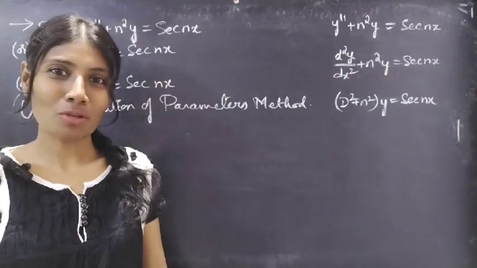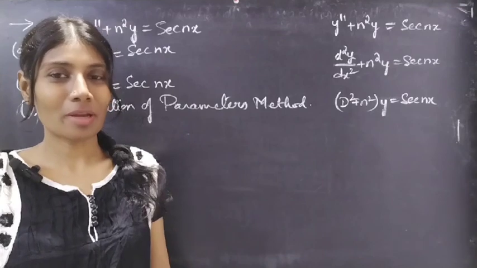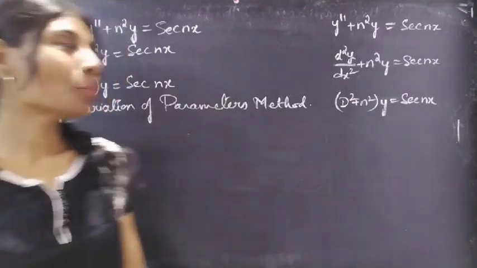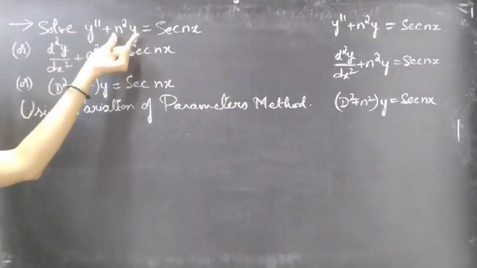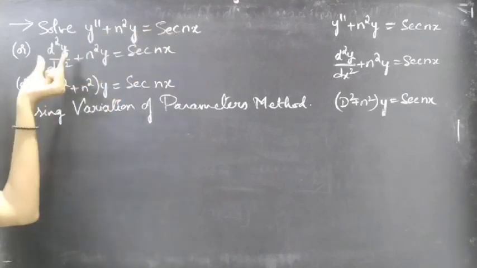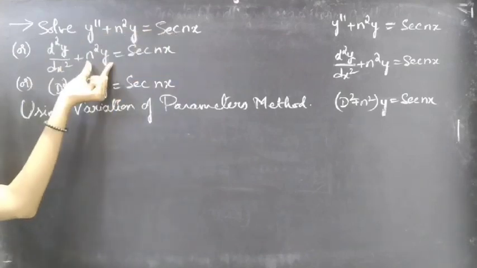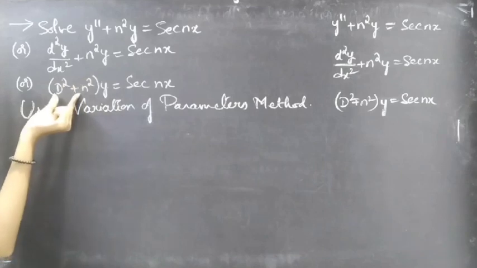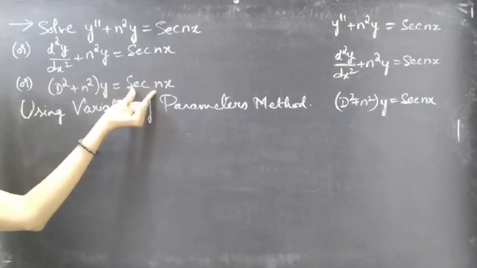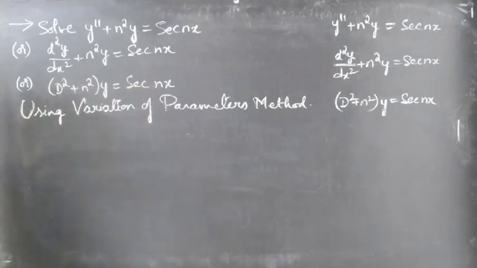In this video, we are going to solve a differential equation using the variation of parameters method. So let's get going. Problem: solve y double dash plus n square y equal to secant nx, or d square y by dx square plus n square y equal to secant nx, or d square plus n square into y equal to secant nx, using the variation of parameters method. So we are given a differential equation of order 2, right?